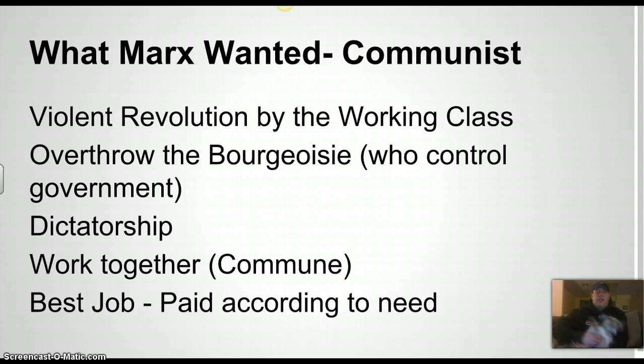So a situation where everyone works at their best job and gets paid what they need. You can't make it a system where everyone works together without social class. There wouldn't be a rich and poor in Marx's world, just people doing their jobs together. That's where Marx wanted things to go. We'll talk more about Marx in class on Thursday.